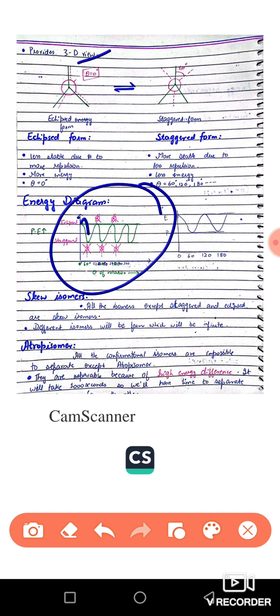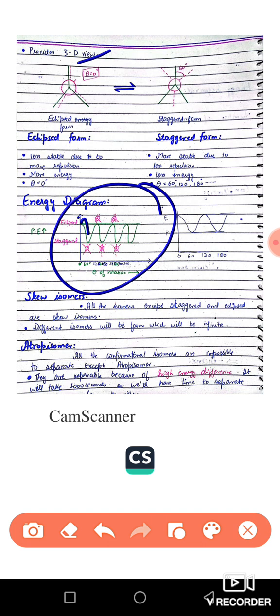But in the case of atropisomers, the energy difference between the two isomers is really great. Due to this energy difference, we have a time of 100 seconds. After these 100 seconds, an isomer can be converted into another type of isomer. In this time, we have time to isolate one isomer out of it. So this is called an atropisomer.